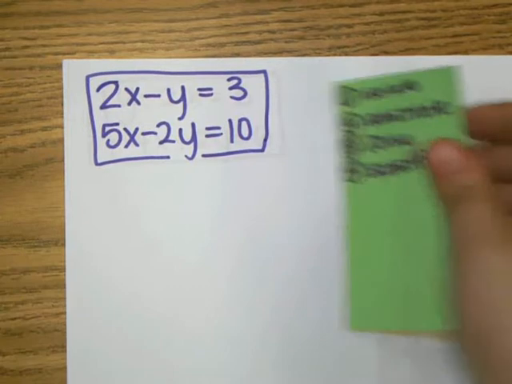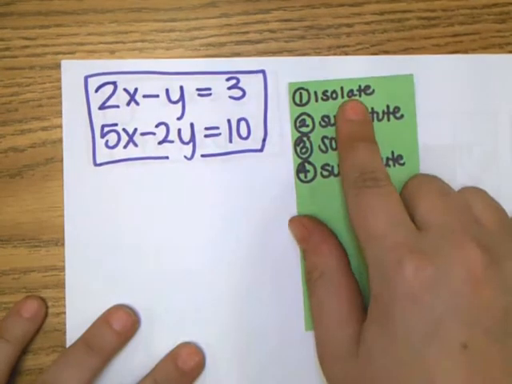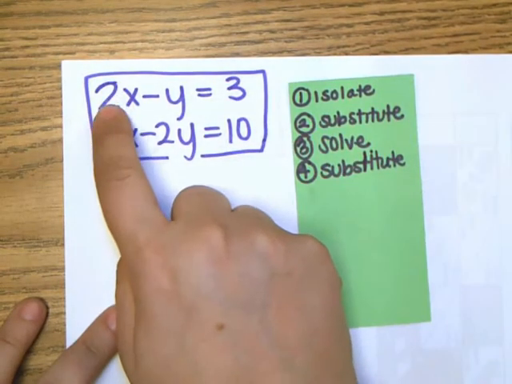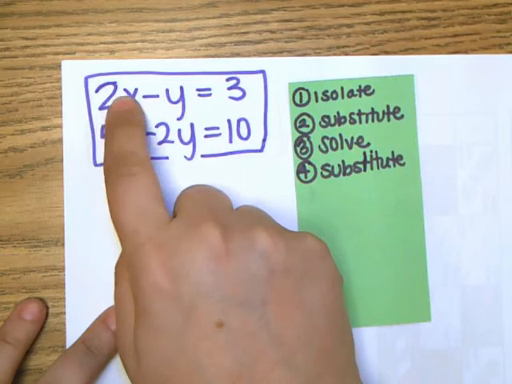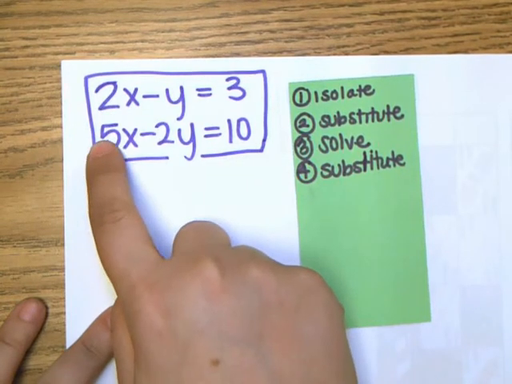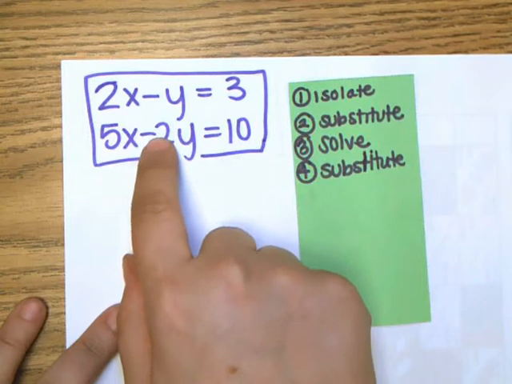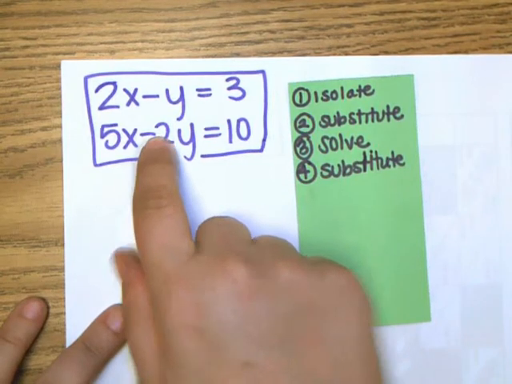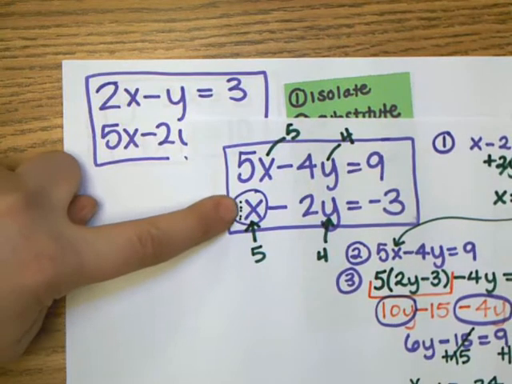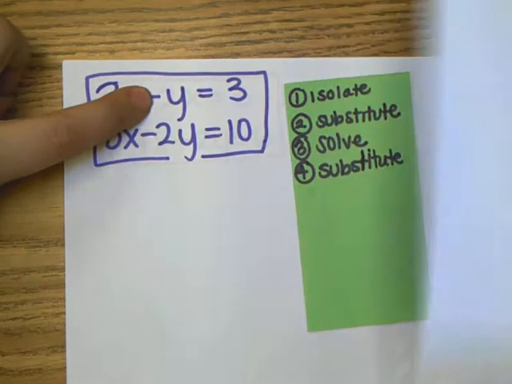All right, let's take a look at another one. All right, first step is we want to isolate. I don't want to pick this one. It has a 2 as the coefficient, the number in front of x. I don't want to pick this one. It has a 5. And I don't want to pick this one. It has a negative 2. None of them have a positive 1 like this one did.